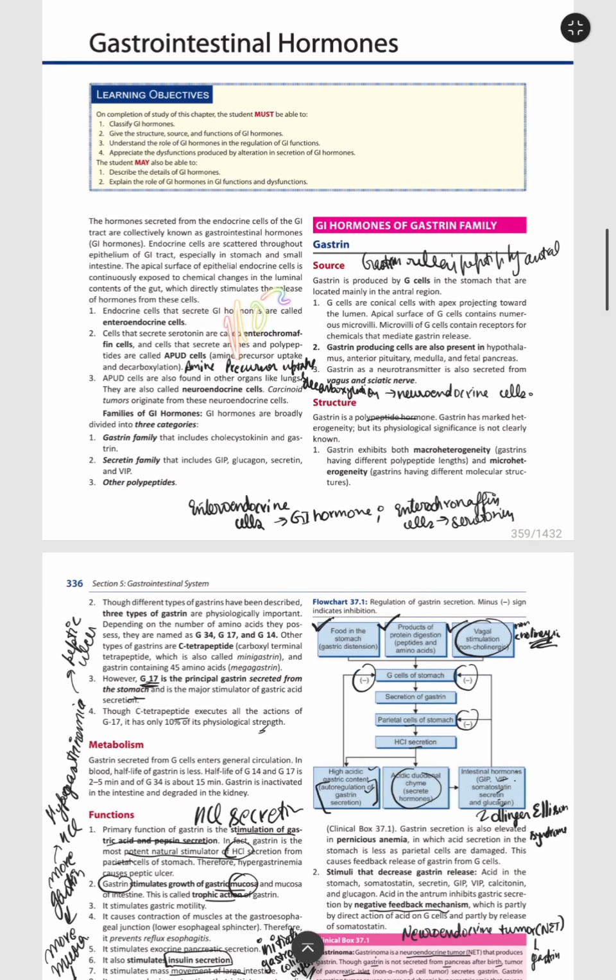Like I said, for hormones, you should know their source, their metabolism, their function, mechanism of action, and their regulation. Function, regulation, and mechanism of action are more important. So gastrin, the source of gastrin is from the antral part of our stomach, from the G cells present in the antral part of our stomach.